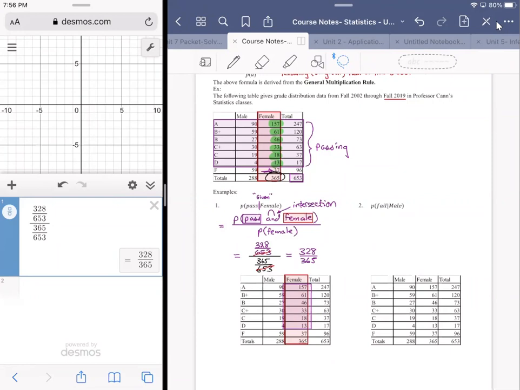Anyway, this is the shortcut I was alluding to. From the individuals in question, which would be the females, just focusing on the females, what is the probability of passing? That would be 1, 2, 3, 4, 5, 6 different groups. Add them up. That gets you your 328 out of the total available, which is 365. And you could just jump right to it without using the formula.